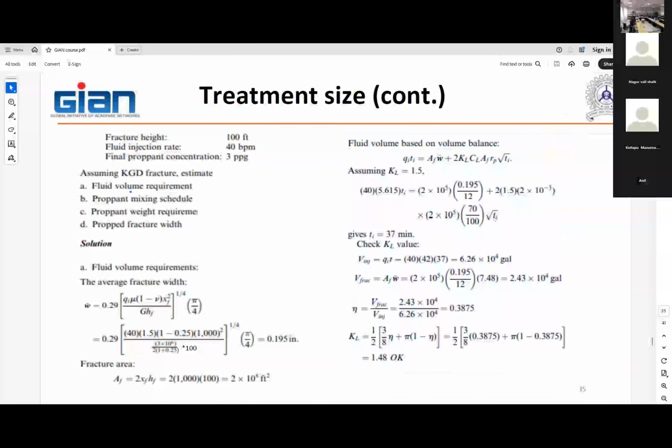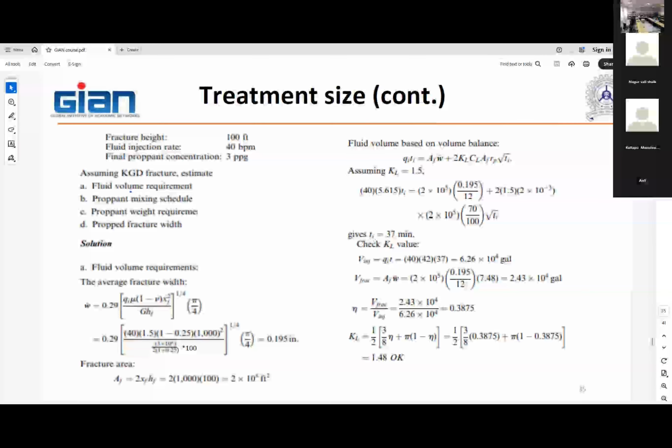Ti is the total injection time, and you have Ti here as well as there. So you need a solver, and you get 37 minutes. Your frac job will be a total of 37 minutes, so you will keep pumping for 37 minutes. The problem now is that we have assumed a KL value. We need to check whether our KL value is correct or not.